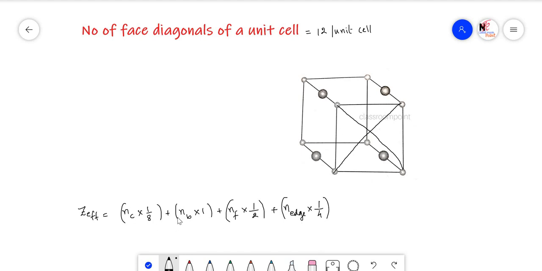For example, in the case of the body center, face and edge center atoms will not be there, so you need to consider only these two. In the case of the simple cubic, you have to consider only this one. In the case of the face center, you have to consider this one and this one, and neglect this one. Like this, we can calculate the effective number of atoms present in a particular given unit cell.